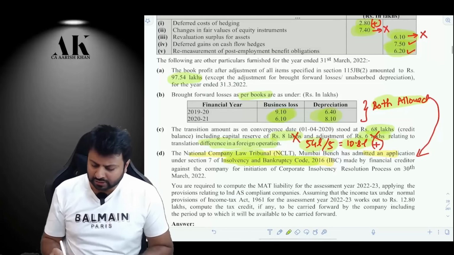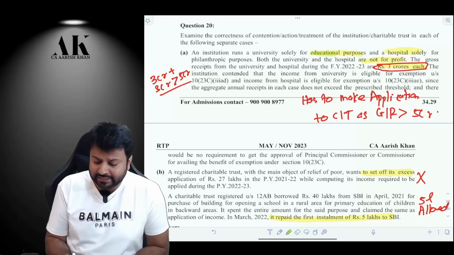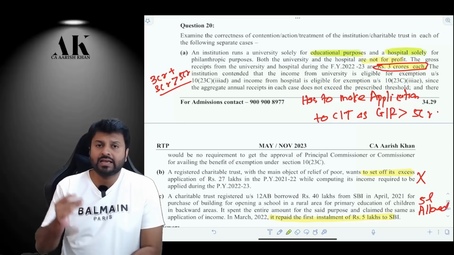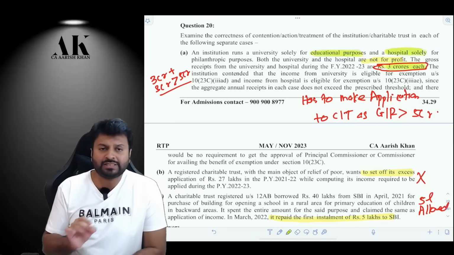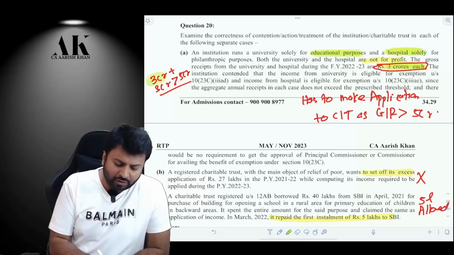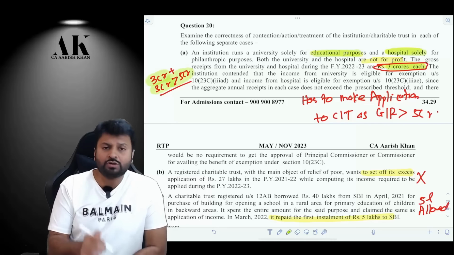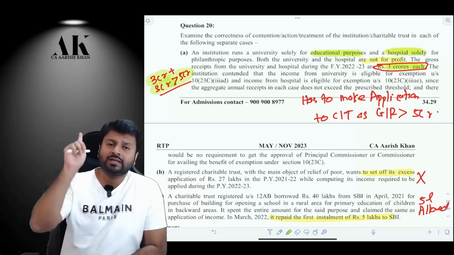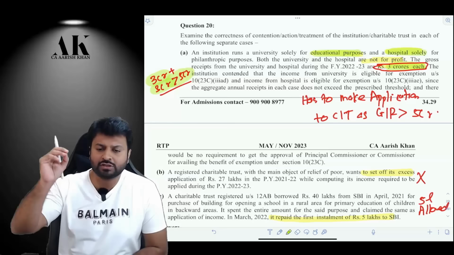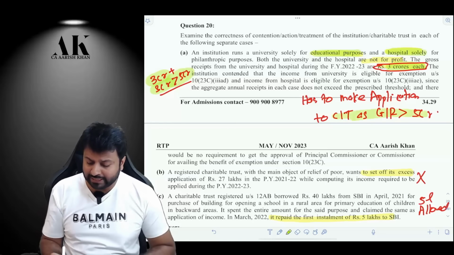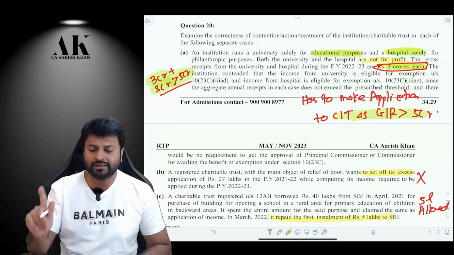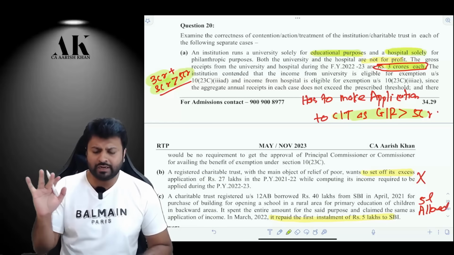Okay. Question number 20 is on trust. There is an assessee who is saying that they are engaged in educational purpose and hospital purpose, and they have received a gross receipt of 3 crore rupees each for both of them. That is, for hospital 3 crore rupees they have received, and for education also they have received 3 crore. Now, because the total is exceeding 5 crore rupees, they cannot claim exemption without making an application to CIT. They have to make an application to principal CIT or CIT, then only they can claim exemption under section 10(23C). Otherwise, they are not eligible to claim exemption under 10(23C).